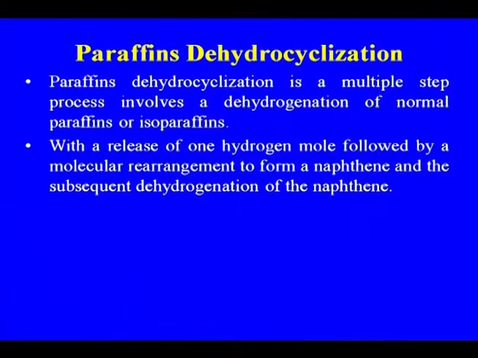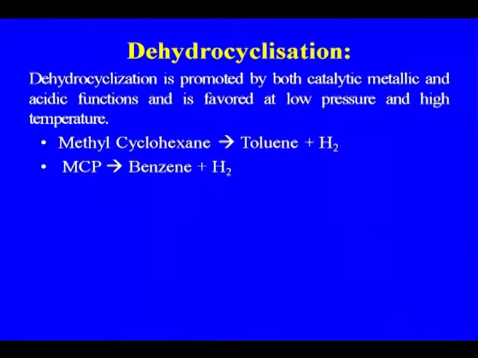Paraffins dehydrocyclization is also a multiple step process involving dehydrogenation of the normal paraffins or the isoparaffins. This is the dehydrocyclization, with a release of one hydrogen mole, followed by a molecular rearrangement to form a naphthene and the subsequent dehydrogenation of the naphthenes. Dehydrocyclization is promoted by both the metallic and acidic functions of the catalyst, and is favored at low pressure and high temperature.